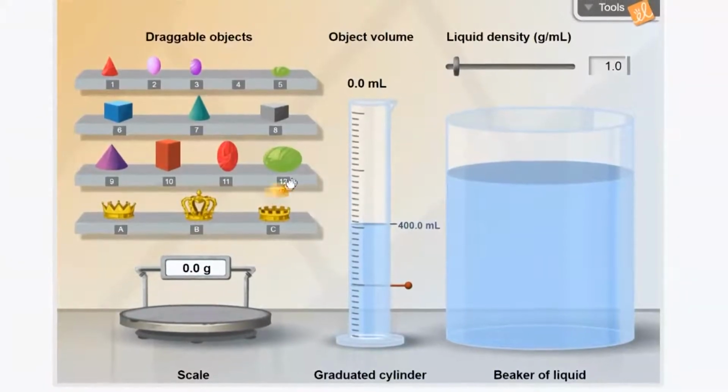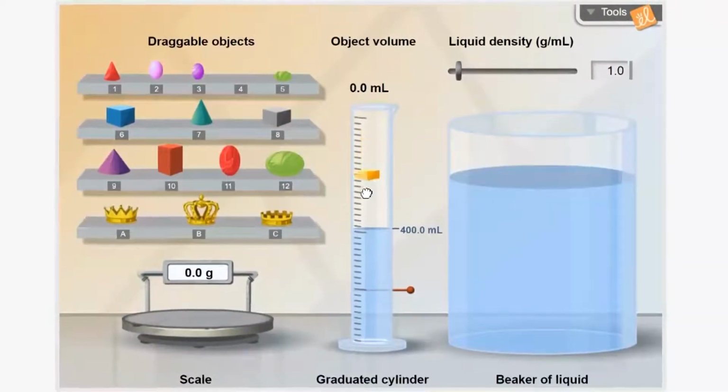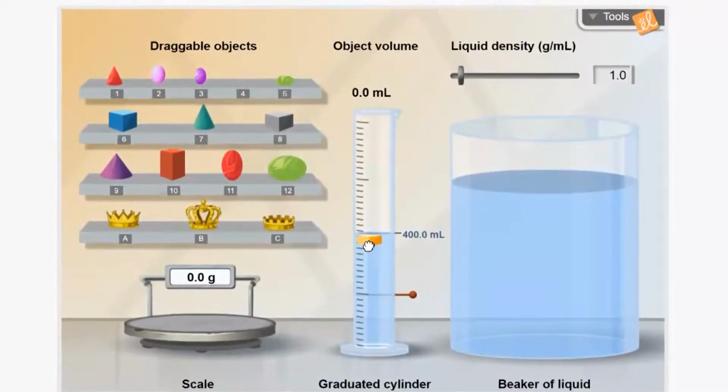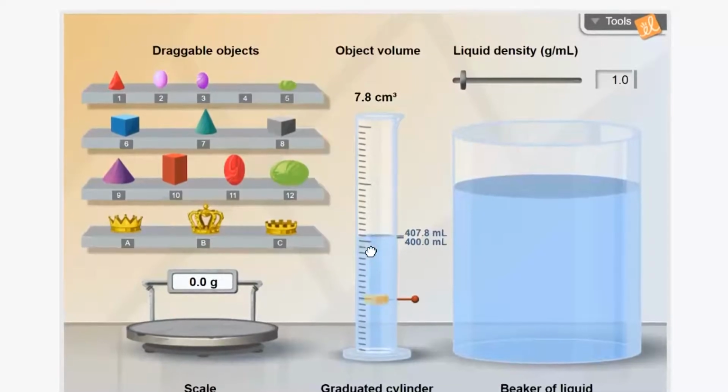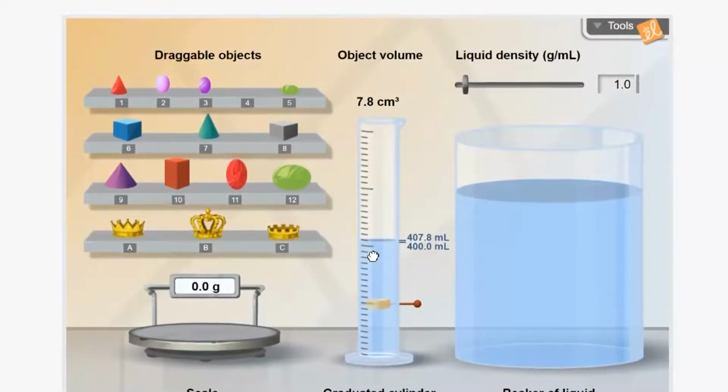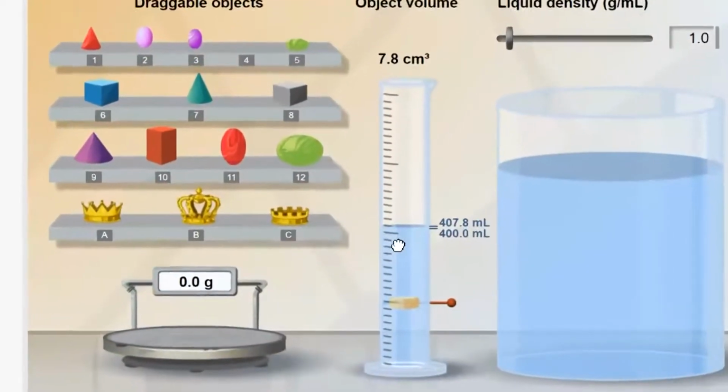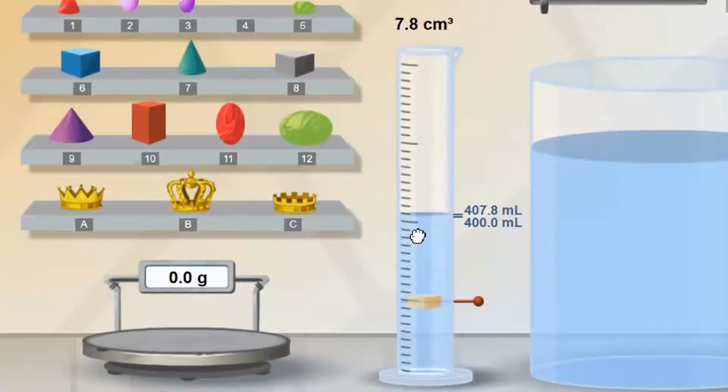We can take that same object by clicking on it, and we can put it into the graduated cylinder. Now again, the liquid shows 400 milliliters. But if we release the object, it sinks, and we see that the level of the liquid goes up. It goes up from 400 to 407.8. That is, it goes up 7.8 milliliters. Well, look at this. That means the object is 7.8 cubic centimeters.